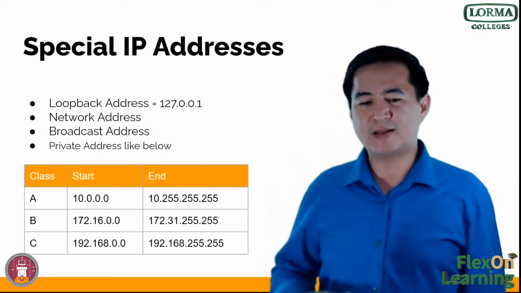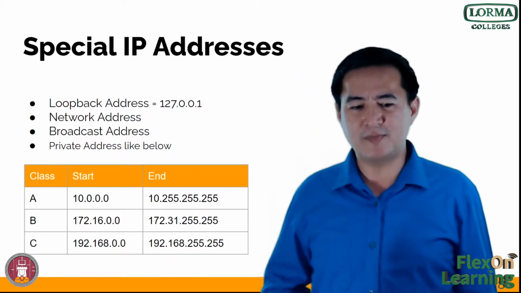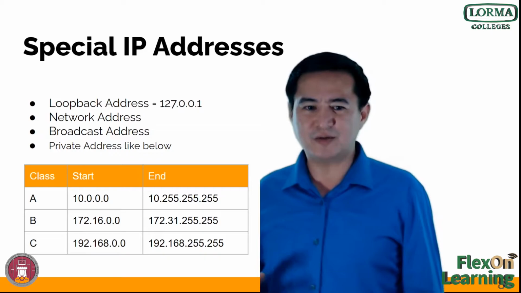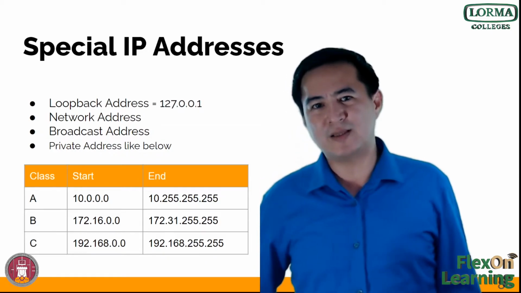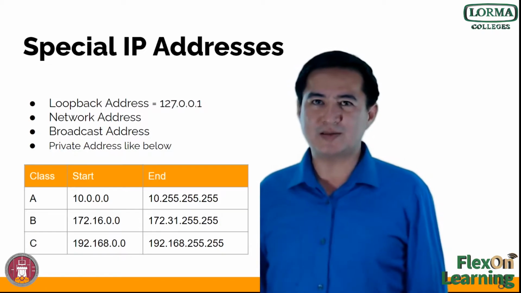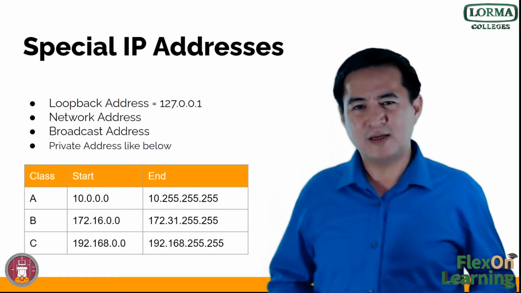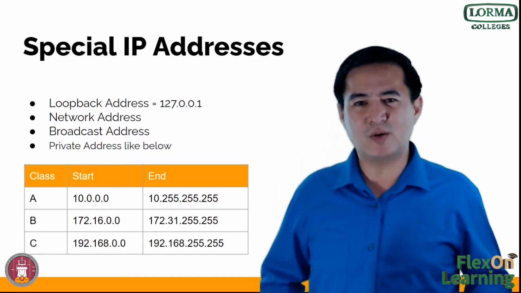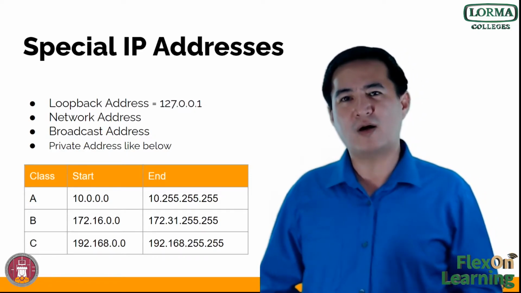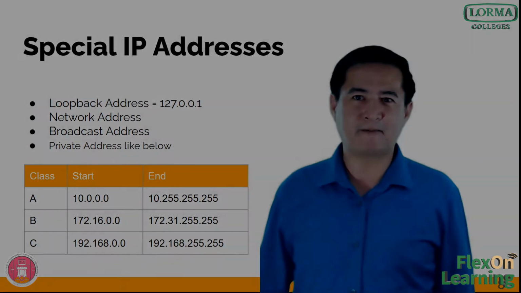10.255.255.255. And class B is 172.16.0.0 up to 172.31.255.255. And last is 192.168.0.0 up to 192.168.255.255. So that is normally, the class C network is normally what we use in most local area networks in small and medium scale settings.